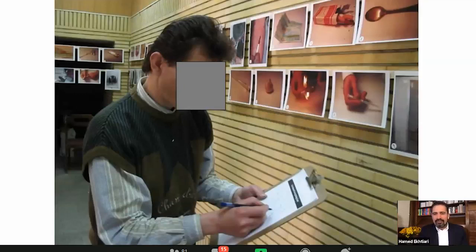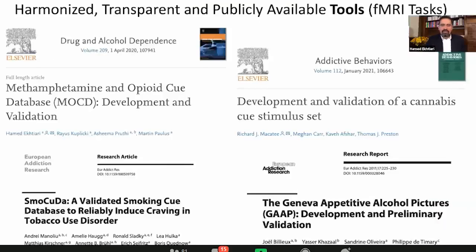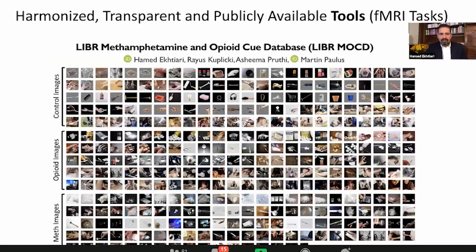So developing new cue databases is definitely one of the really important areas in this field. There are already some new published databases that people have developed, but there are still significant needs for these databases. We have published a database with 120 methamphetamine and 120 opioid cues, and also neutral cues. And this is one of the largest databases in the field, but there are still needs for other areas.